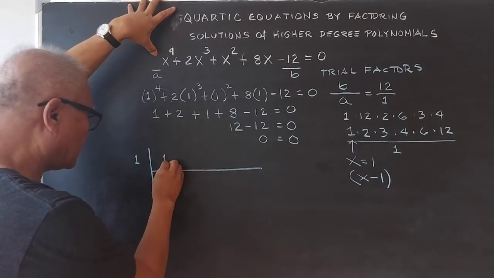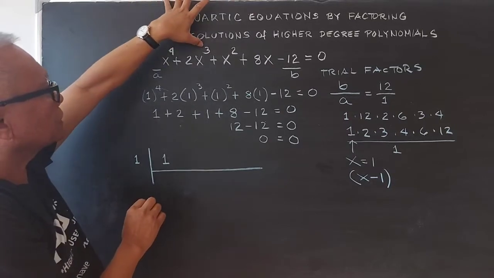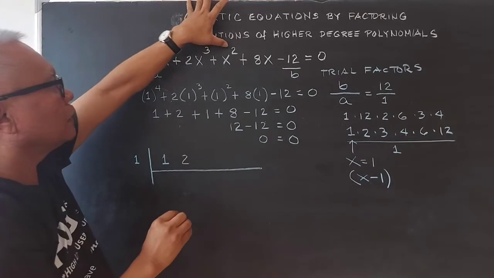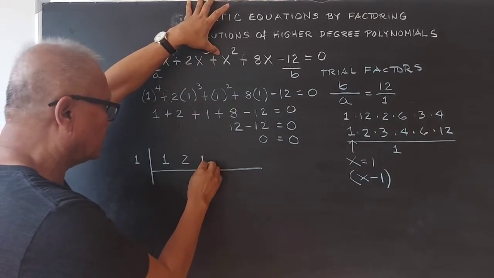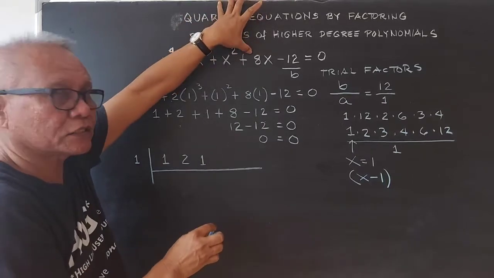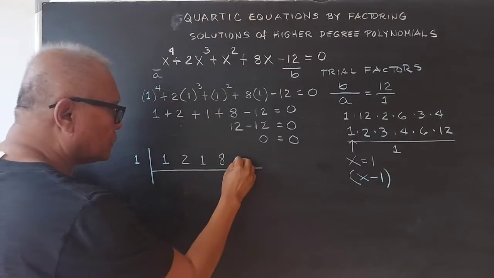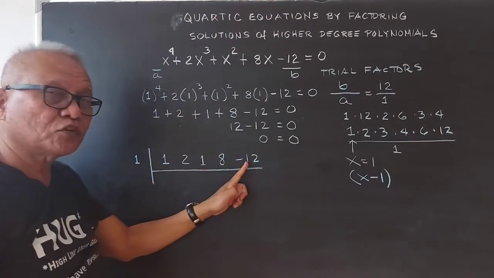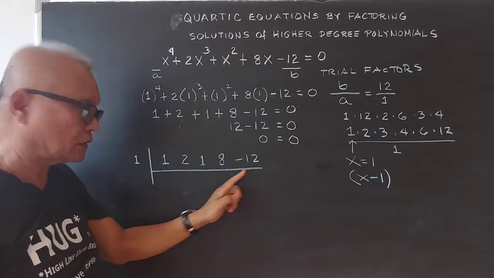So I'm just going to write the 1 here. Okay. And then 3 is positive 2. So we have positive 2 here. X squared is positive 1. So I'm just going to write 1 here. And the x is positive 8. So simply 8 here. And the negative 12. So we have a negative 12 here. So these are the numerical coefficients of our x, and then the last one is the constant.